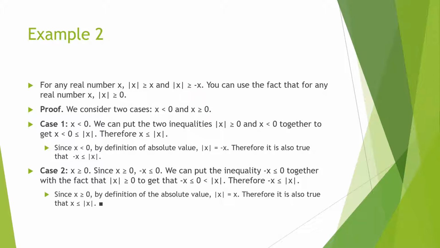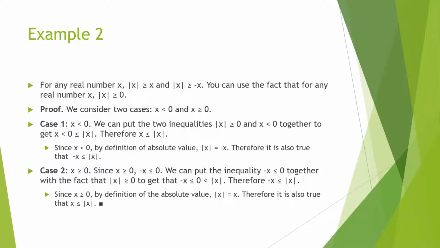So here is another statement for proving that absolute value of x is greater than or equal to negative x. We say that since x is negative, by the definition of absolute value, absolute value of x is equal to negative x. So since absolute value of x is equal to negative x, it is also greater than or equal to negative x, which means that we have proven the other inequality for the first case too.